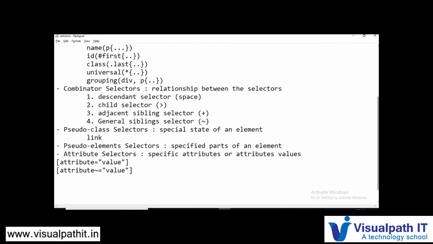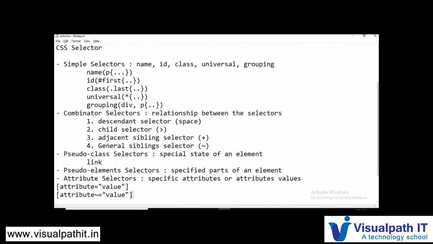These are the basic three things which you are supposed to know. Please don't forget these three things. So here we are done with the selectors. The first one is the simple, then the combinator, then the pseudo class, then the pseudo elements, and then the last one was the attribute selectors.